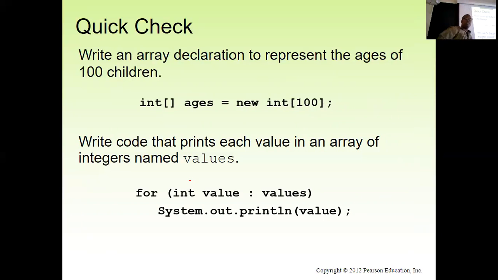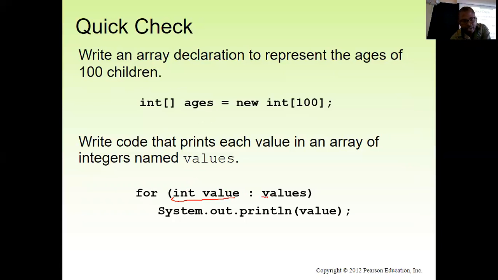Ages are usually discrete values. Somebody might say you're 9.5, but generally we say you're 9 or 10. They're integer values. So we create an array called ages and we set it to hold 100 integers, right? And then if we wanted to go through all of the values in that, then of course we use the same type that is in the array.